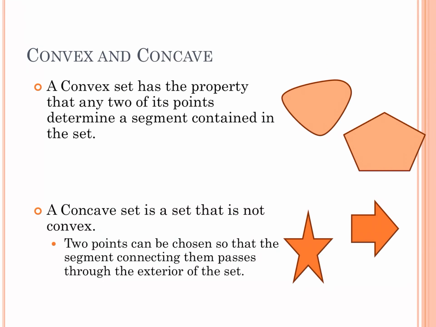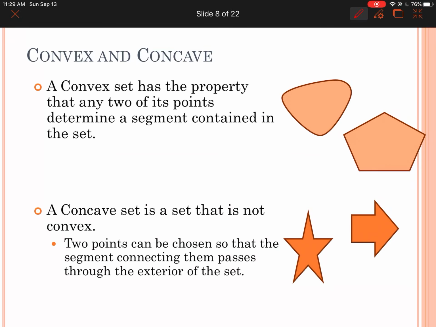We have different types of shapes. We have a convex shape and a concave shape. A convex set has the property that any two of its points determine a segment contained in the set. So we're talking about the entire region here. And it's saying if we choose any 2 points, so these two above the segment here are convex. If we choose any 2 points in this set, I'm picking a random 2, and we connect those points with a segment, that entire segment still lies within our shape, within our region. And that goes for any 2 points.